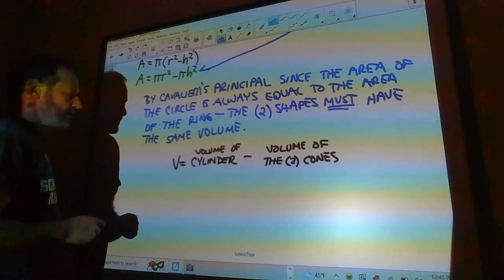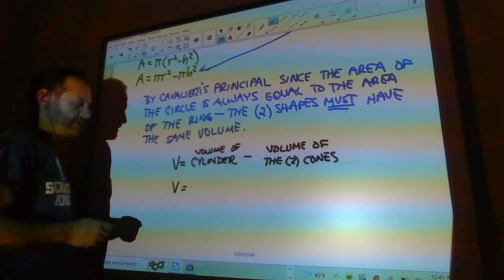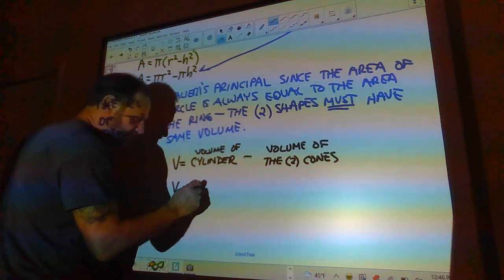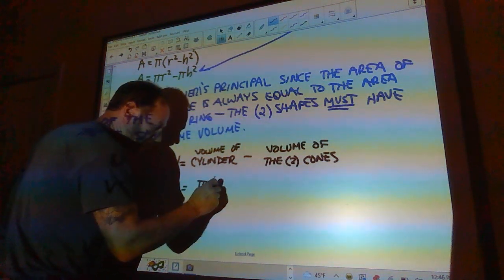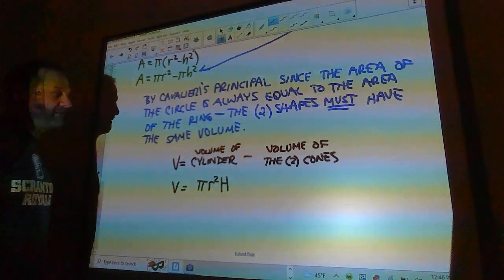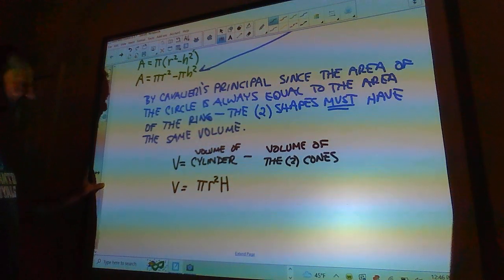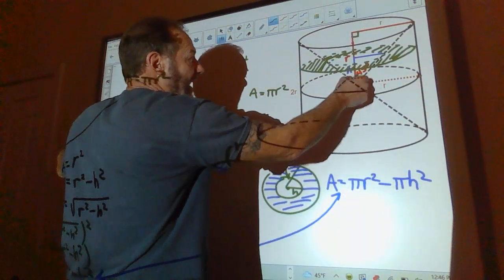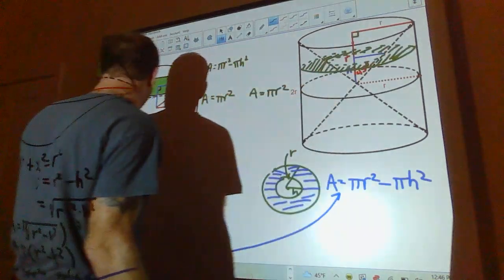Okay, so volume of the cylinder. That is going to be the area of the base times the height. So it's going to be pi times the radius squared times the height of the cylinder. Okay, and then the cone has a height of r and a radius of r.